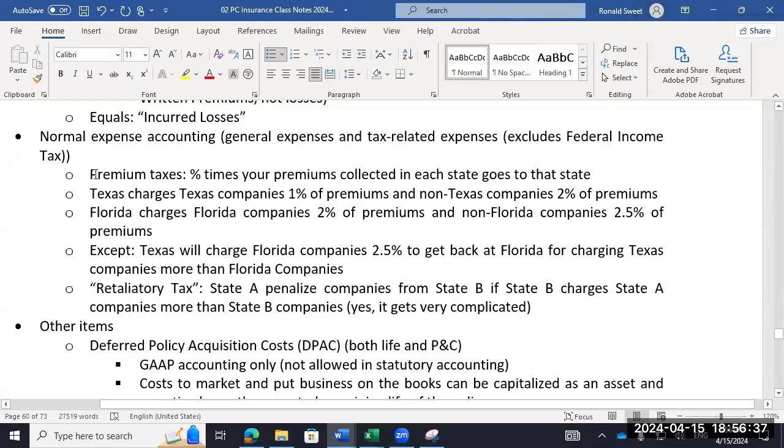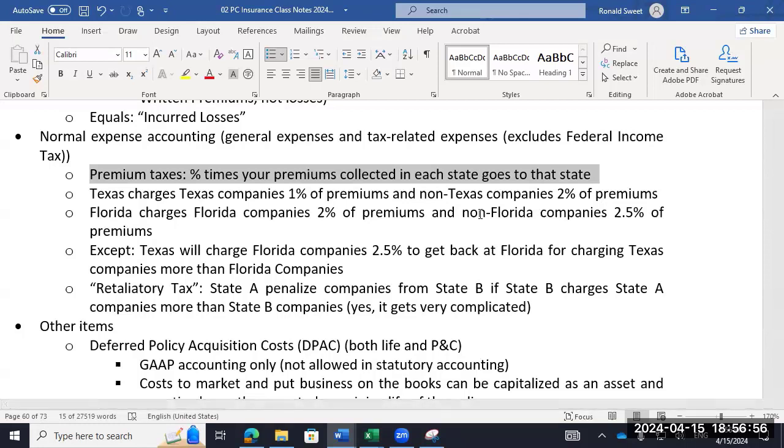As far as premium taxes, it's pretty cool. You can add a lot of value in your company by doing some premium tax adjustments. So premium tax, every state will collect a tax as a percentage of your premiums. If you collect $1 billion in premiums, they're going to take 1%, 2%.